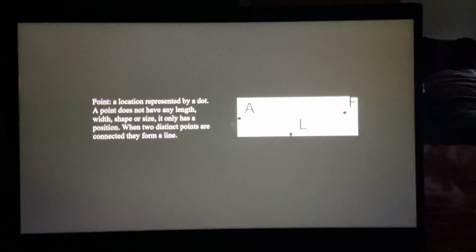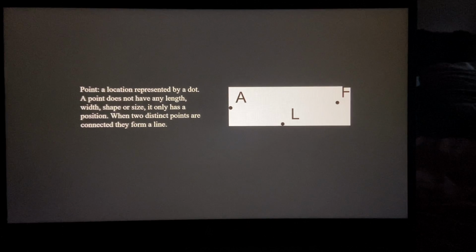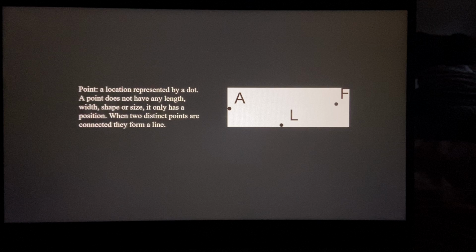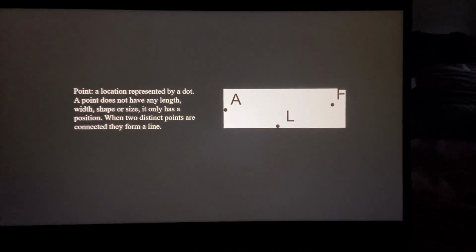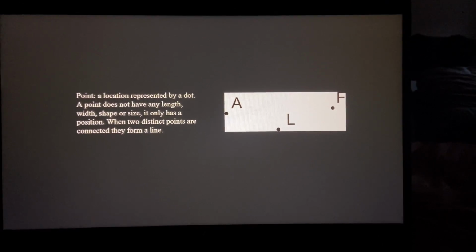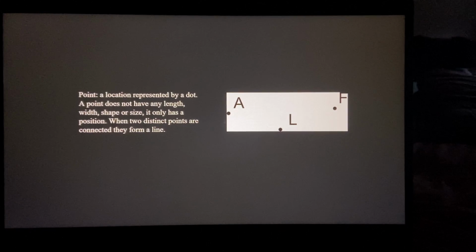What is a point? A point is a location represented by a dot. It does not have any length, width, shape, or size, and it only has a position. When two distinct points are connected, they form a line. So for this example, A and F would be connected if there was a line that went right in between both of them.